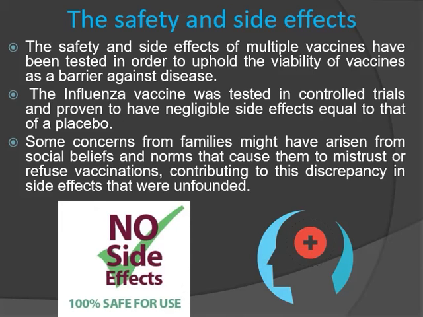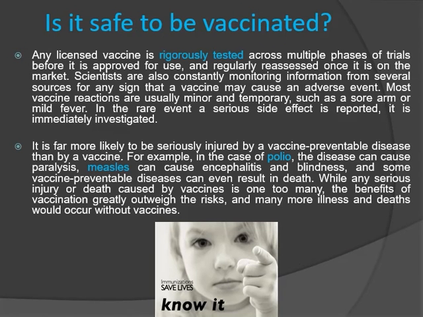Any licensed vaccine is rigorously tested across the multiple phases of trials before it is approved for use, and regularly reassessed once it is on the market. Scientists are also constantly monitoring information from several sources for any sign that a vaccine may cause an adverse effect. Most vaccine reactions are usually minor and temporary, such as a sore arm or mild fever. In the rare event that a serious side effect is reported, it is immediately investigated.